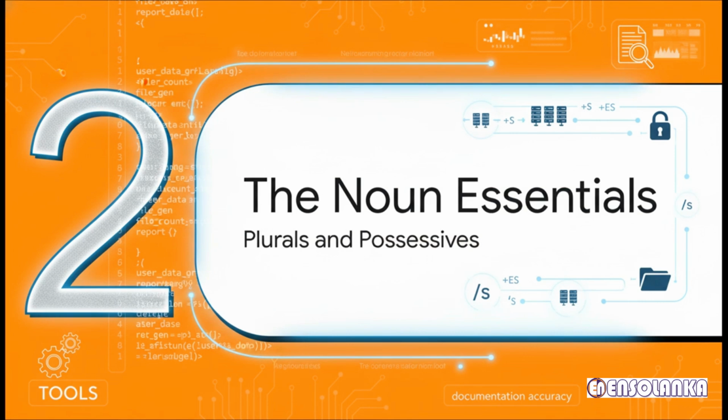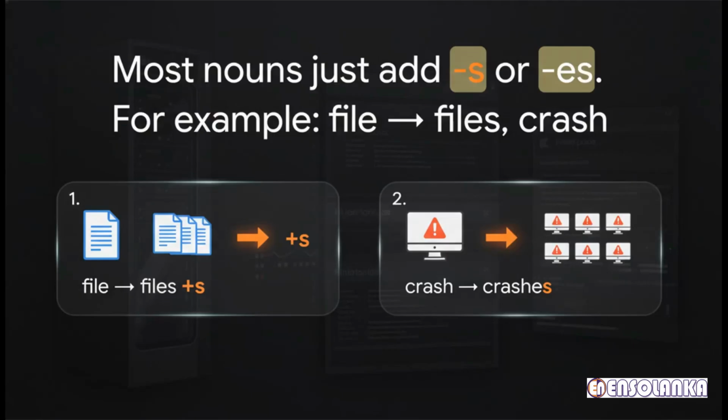All right, let's get our hands on the first set of tools. We're talking plurals, possessives, and modifiers. Think of these as the absolute fundamentals that everything else is built on. So, the basic rule? Super simple. For most nouns, like file or server, you just slap an S on the end. For words that end with a sound like sh or ch, like crash, you add es. Easy enough, right? So you'd say, the script fixes multiple crashes.